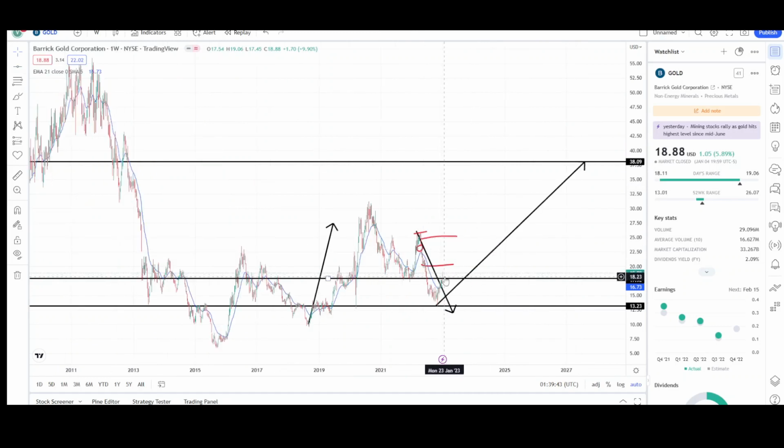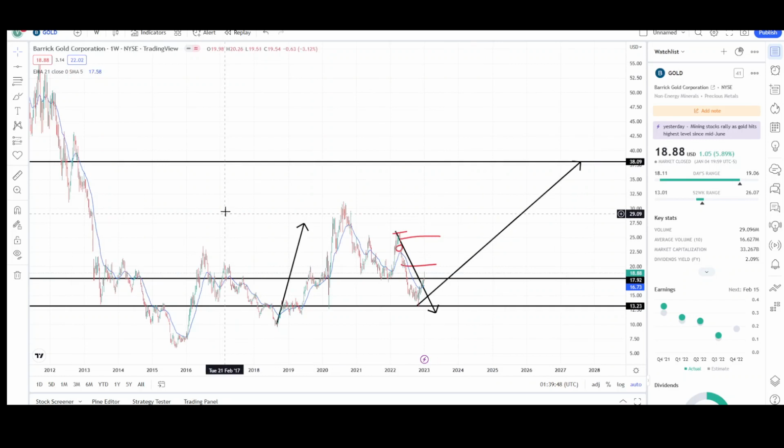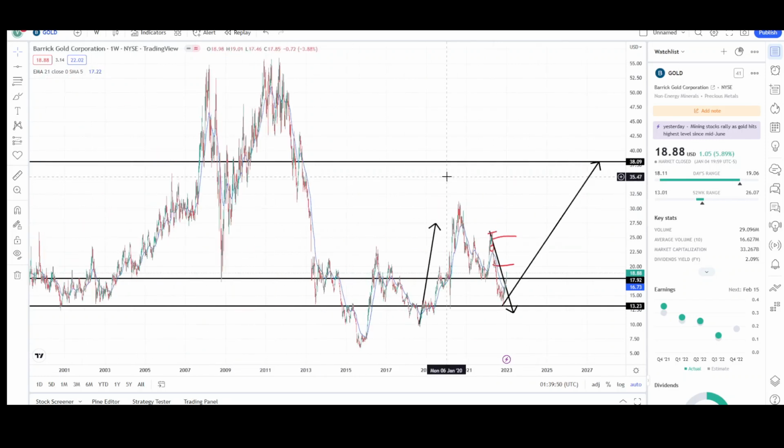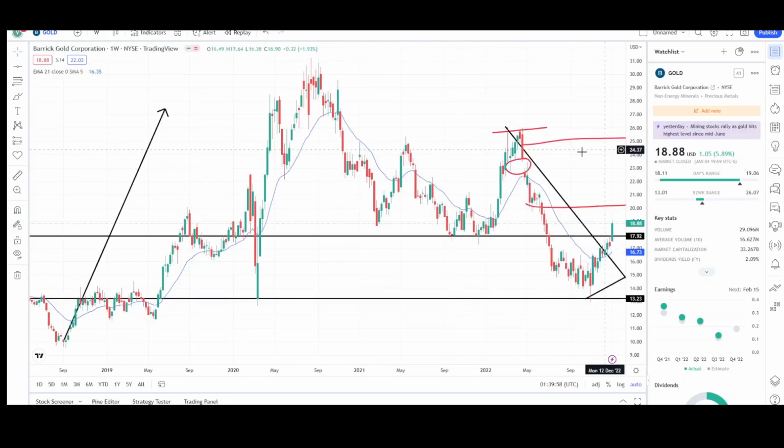As long as we continue to make higher highs and higher lows, then we're going to be looking for a higher price target. So this is looking pretty good. I think GOLD, or Barrick Gold Corporation, can have a nice bull trend this year. So it's looking pretty good. So that's all I have for the chart.